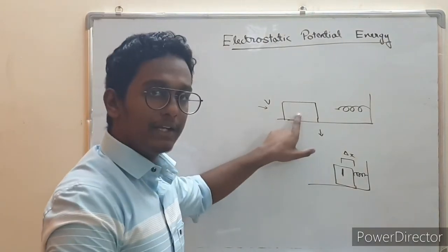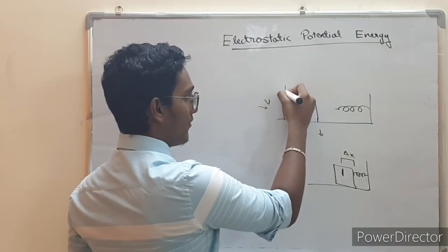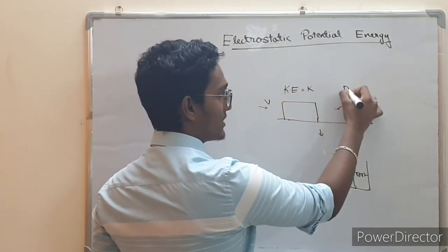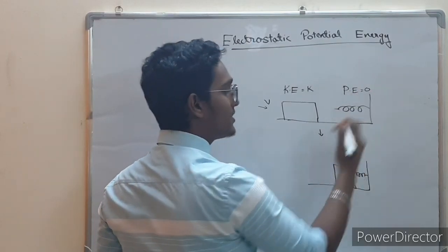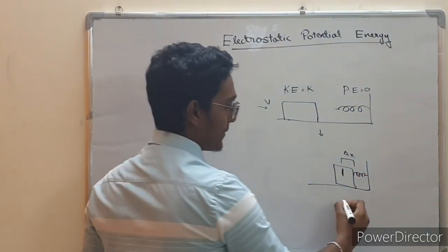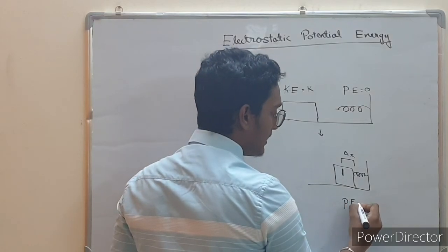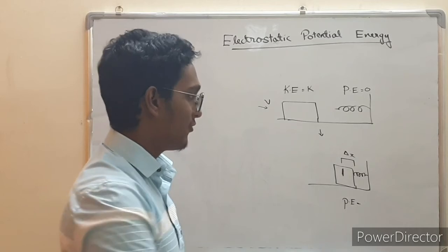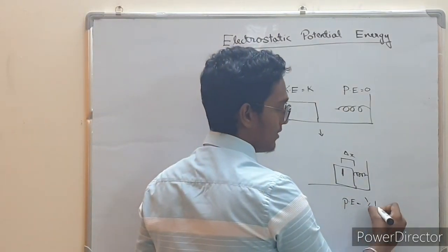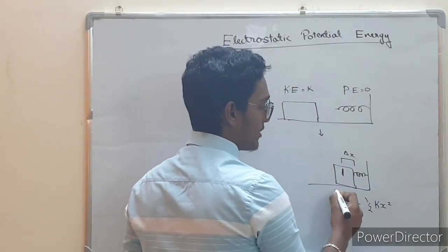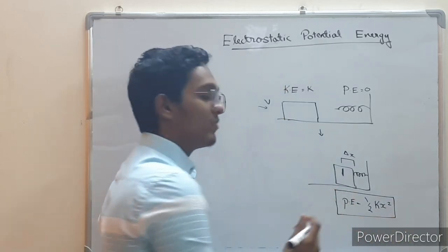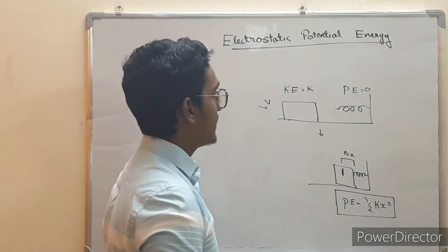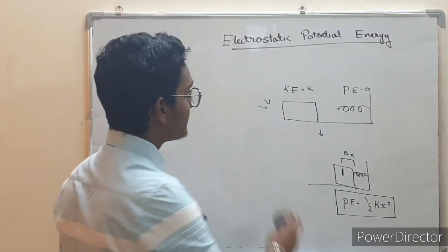That is, the kinetic energy of this block, which has some certain value K, at the instant when potential energy is 0, has been transferred to the spring. That means now the potential energy is no more equal to 0. It has gained some potential energy, and for a spring it is half kx squared. This is the potential energy of a spring. Same way, there exists a potential energy in charges. So let's talk about potential energy of charges.